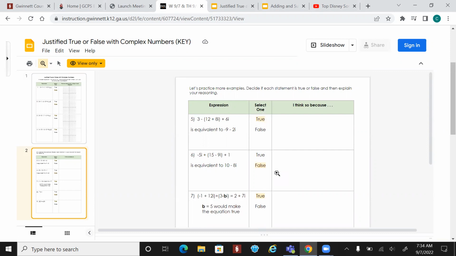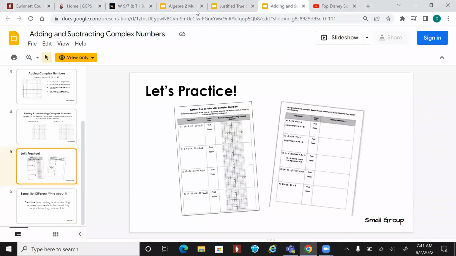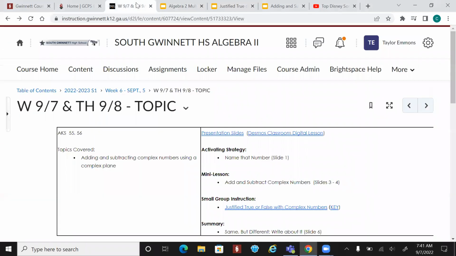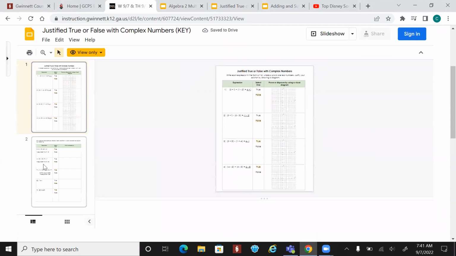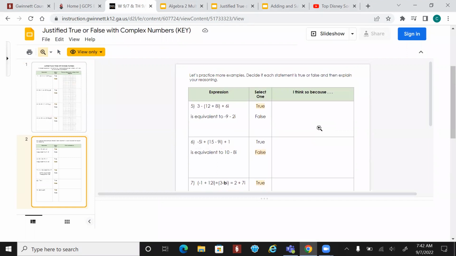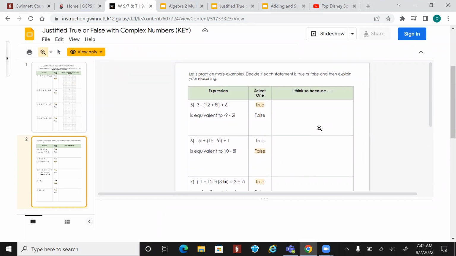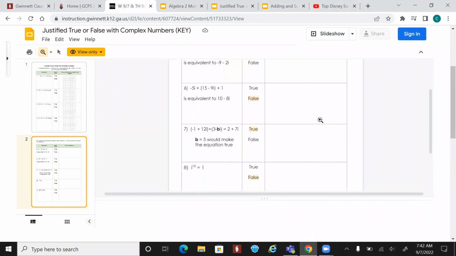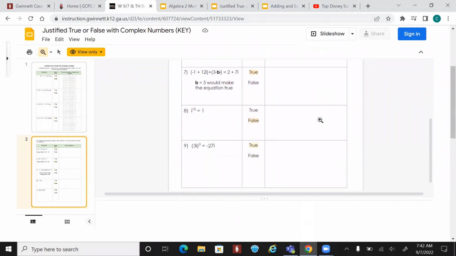Oh my goodness. Okay. Well then go ahead and take a moment. Okay, so right here, check in your work. So on 5, it should be true. 6 is going to be false. 7 is true. 8 is false. And 9 is true.